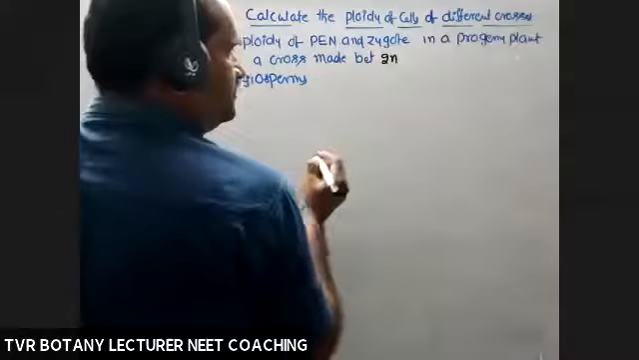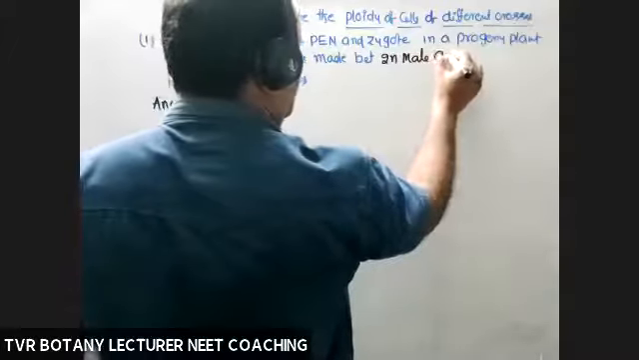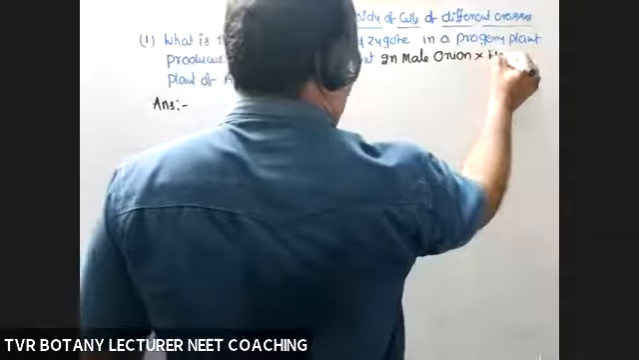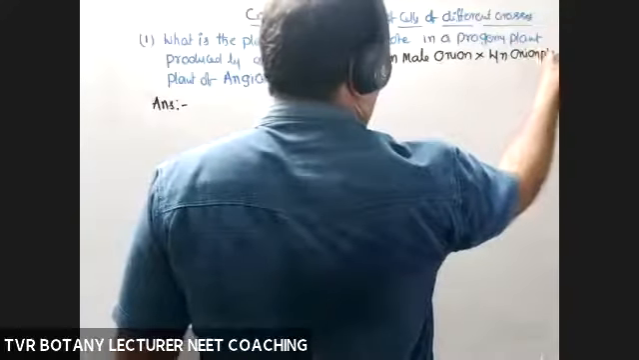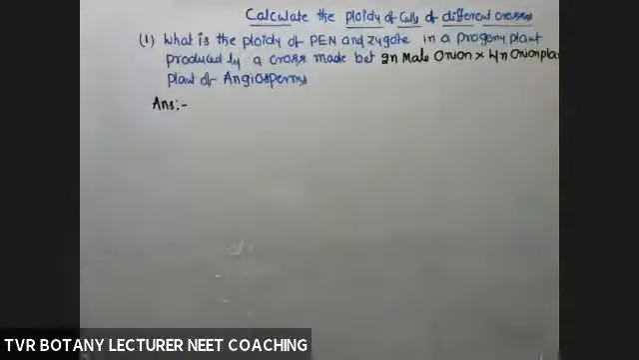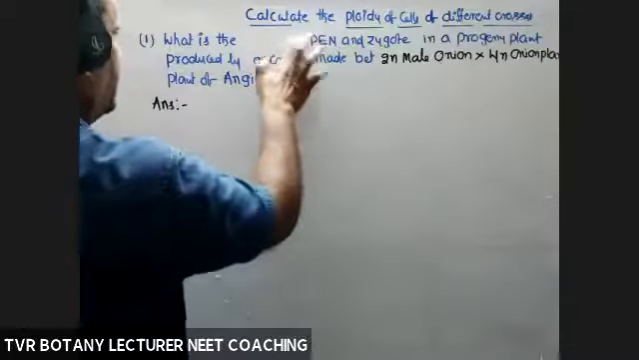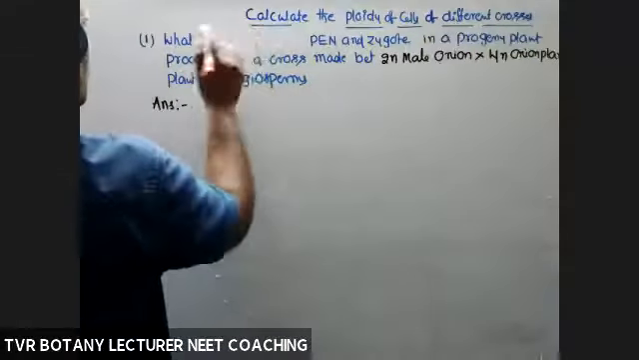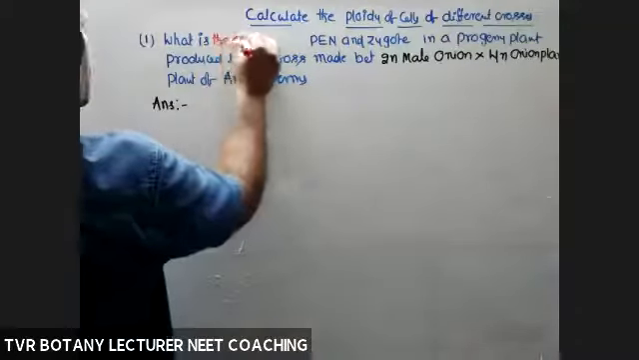2n male onion crossed with a 4n onion plant. Okay, so here you should know what the question is. Not the ploidy. Change the question. What is the chromosome number?